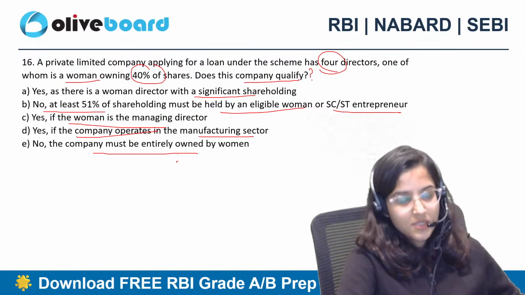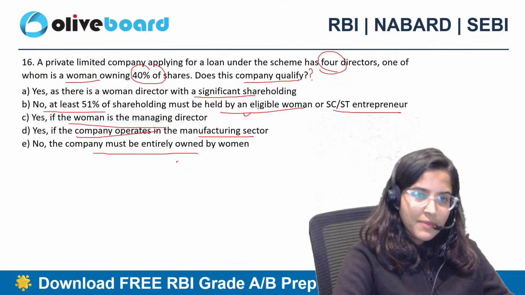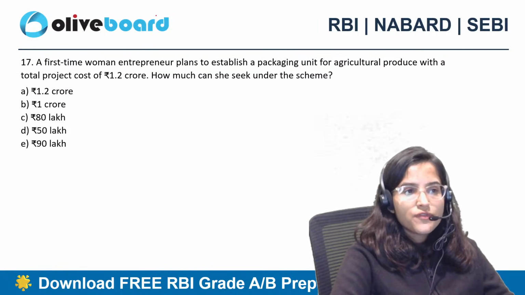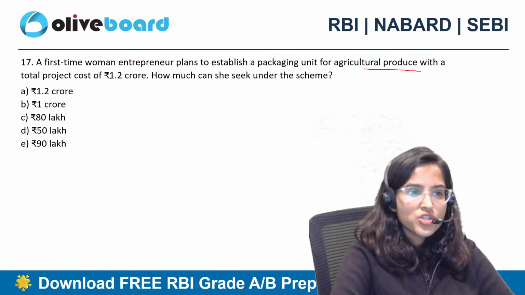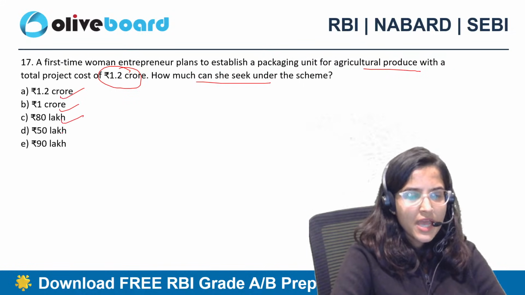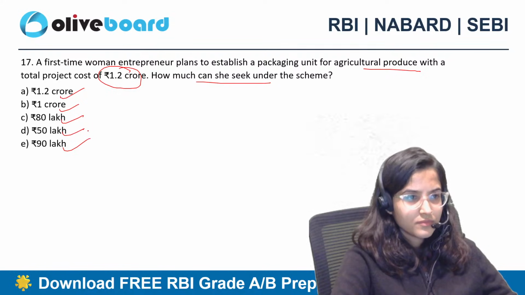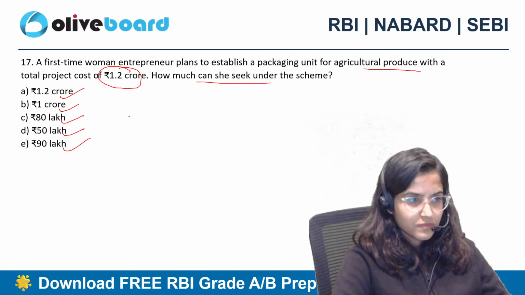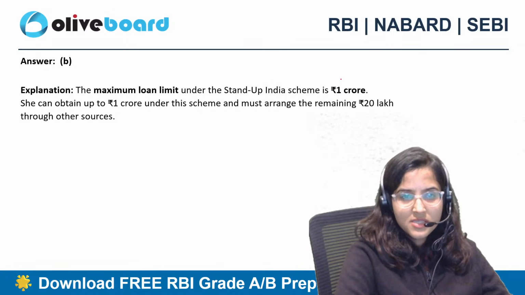16th question, B. The correct answer is B, which is no, at least 51% of shareholding must be held by an eligible woman or SC/ST entrepreneur. Okay? 17th question, a first time woman entrepreneur plans to establish a packaging unit for agricultural produce with a total project cost of 1.2 crore. How much can she seek under the scheme? 1.2 crore, 1 crore, 80 lakh, 50 lakh, or 90 lakh? 17B, the correct answer is B. Maximum loan limit under Stand Up India scheme 1 crore.